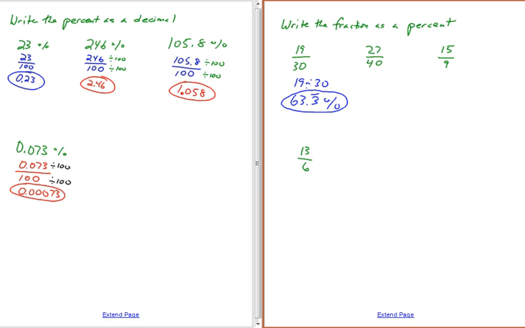Now this one, I think you could do without a calculator. How could you go from 40 to 100? Times 2.5. So times 2.5 over 2.5, right? So when you multiply 27 by 2.5, you're going to multiply it by 2. What's that? That is 54, right? And then when you multiply it by a half, what's half of 27? That is 13 and a half, 13.5. So add those together: 67.5. So that's 67.5%.